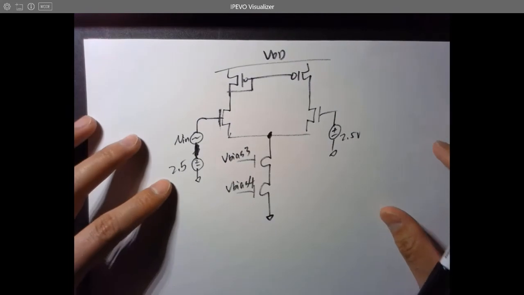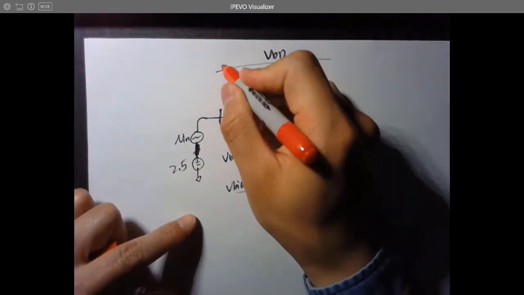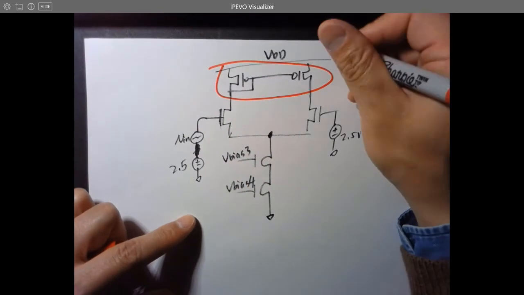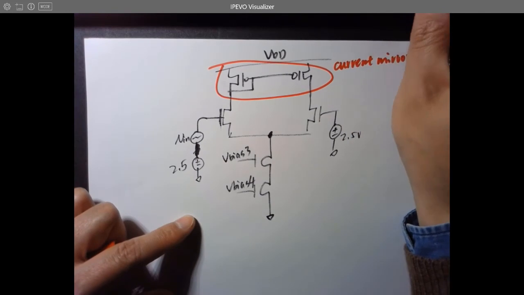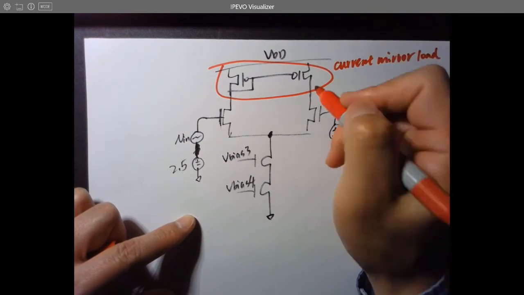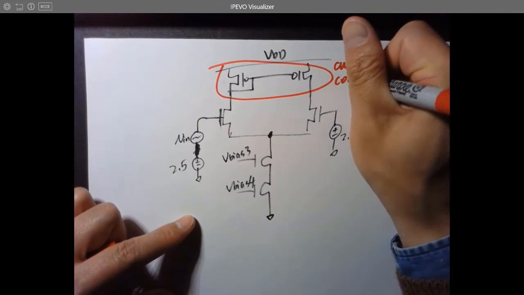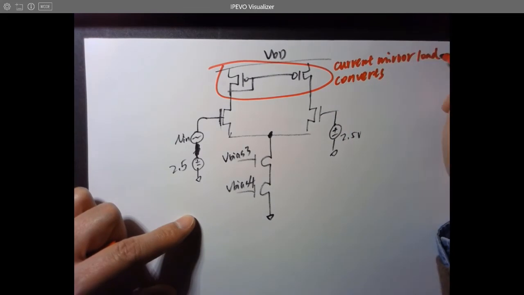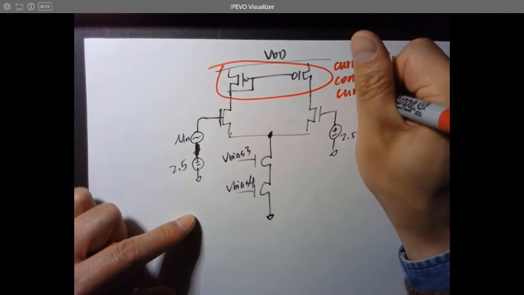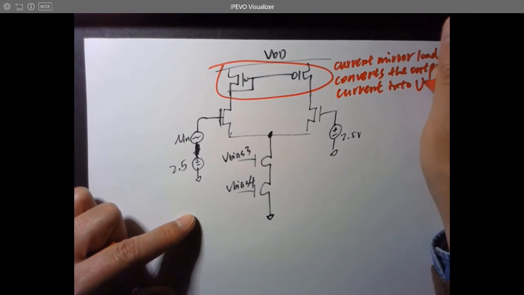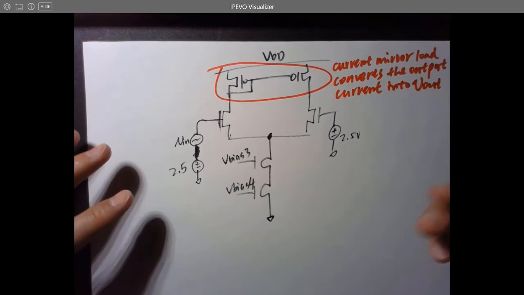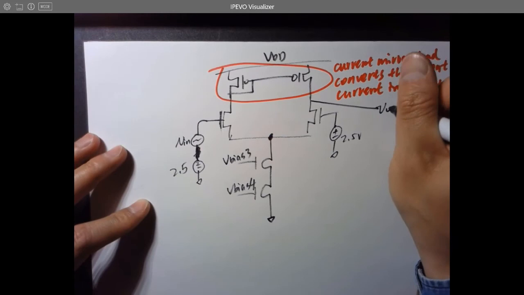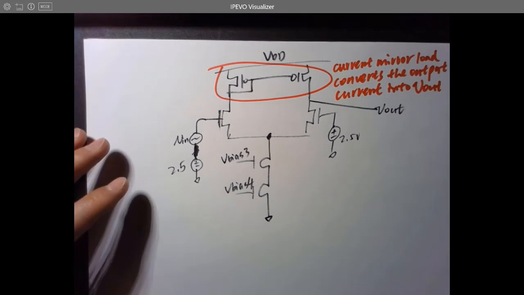So based on this structure, you should know that this part is a current mirror load. What this is doing is the current mirror load converts the output current into Vout, and we're going to take a look at this right now. So this point will be Vout, right? That's the output voltage. That's AC voltage. We have a Vin, we have a Vout.